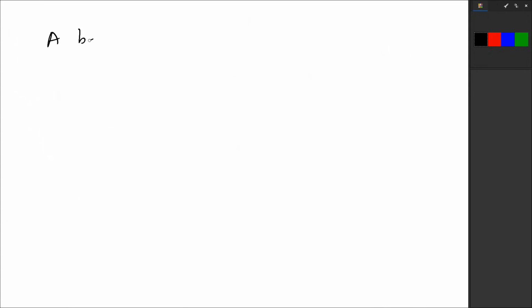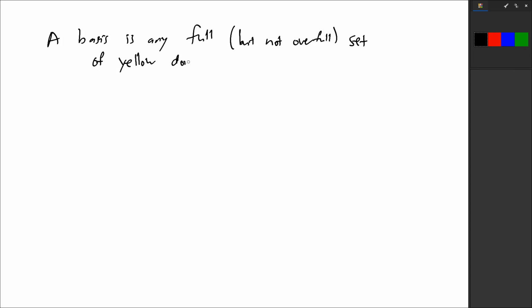A basis is any full but not overfull, you'll see what I mean in a second, set of yellow dominoes. That's it. Remember, yellow dominoes are linearly independent and they don't behave badly.